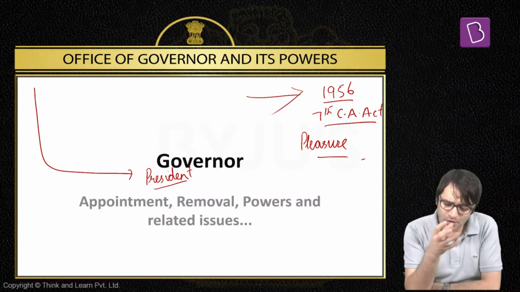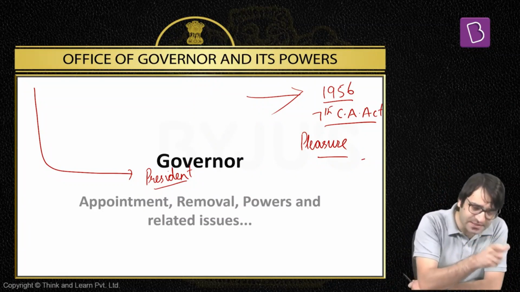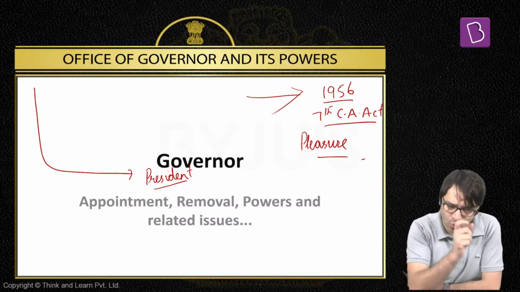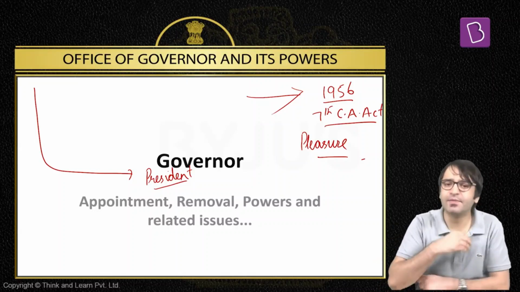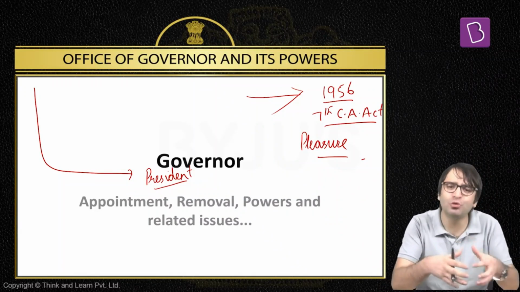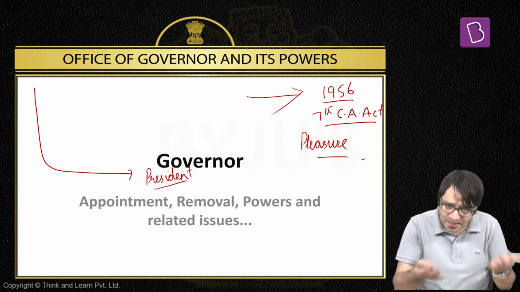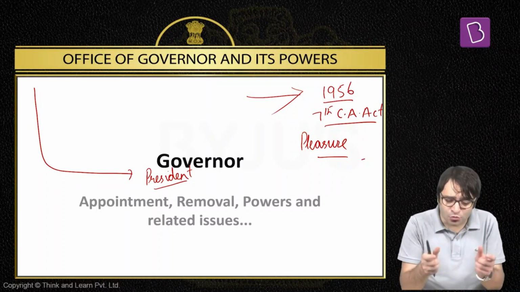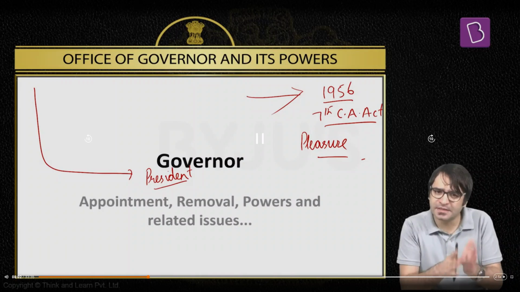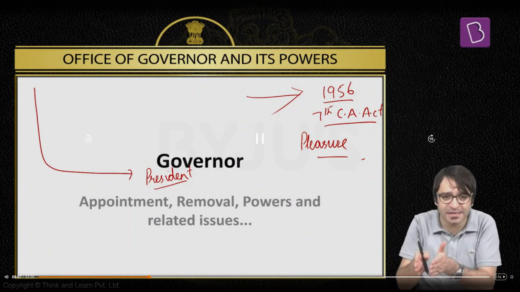Let's recap. The governor is the constitutional head of a state, as well as the constitutional link between the center and the state. That's number one. Number two, originally the Constitution said one governor for every state, but later on, the 7th Constitutional Amendment Act 1956 said we can have a governor who is common to more than one state as well. But we have an appointed governor. The governor is appointed by the president on the basis of the recommendations of the prime minister, and this is where we also come across the doctrine of pleasure. He holds office till the time he enjoys the pleasure of the president, which basically means the pleasure of the prime minister and his council of ministers.